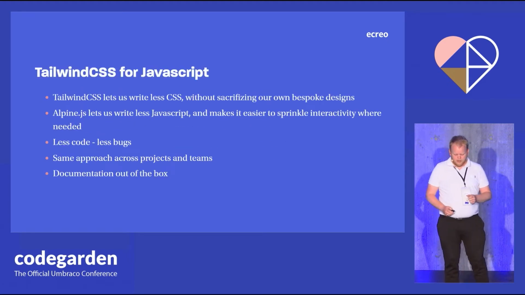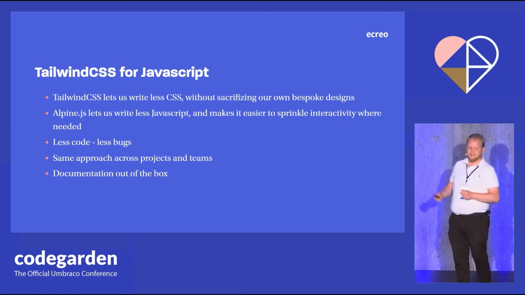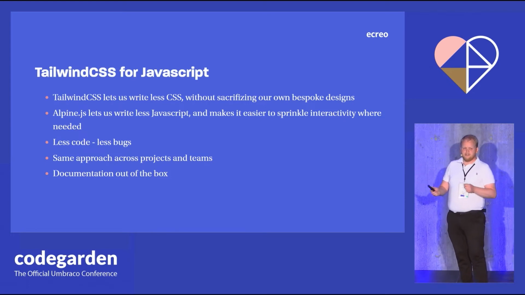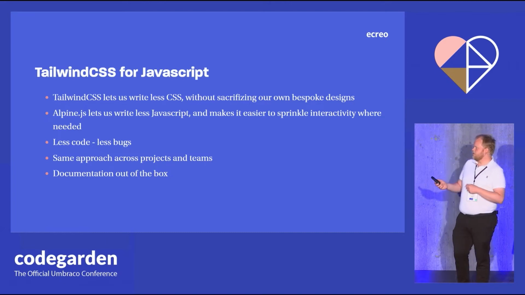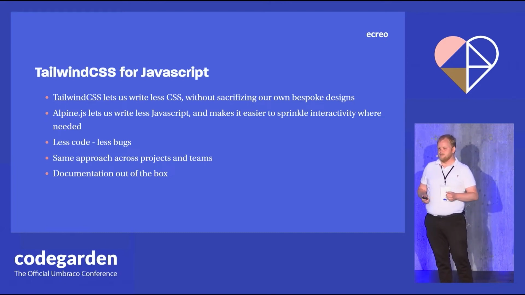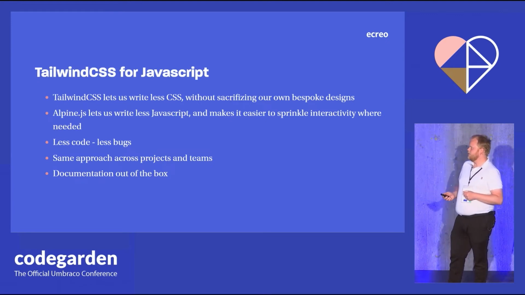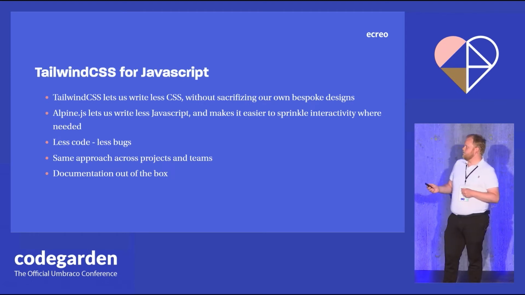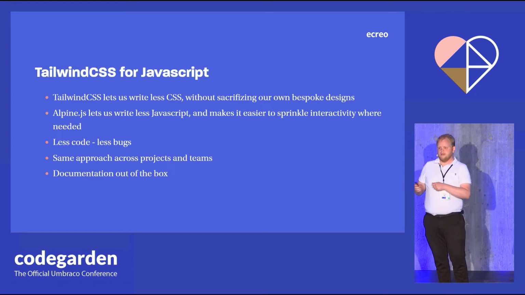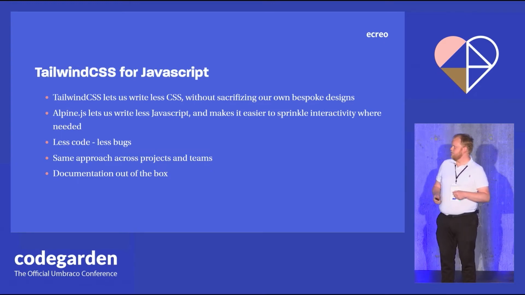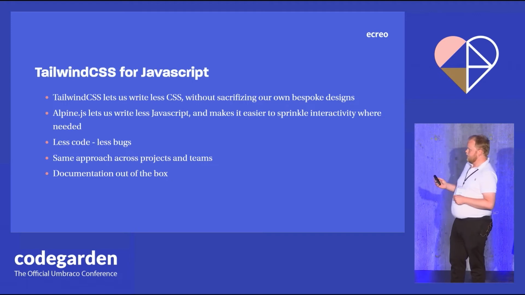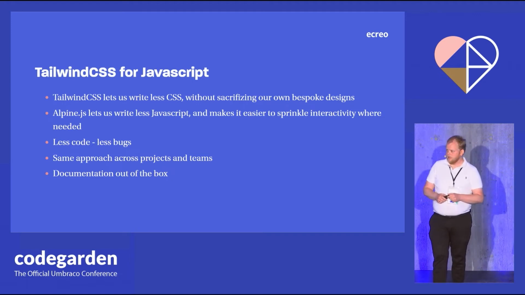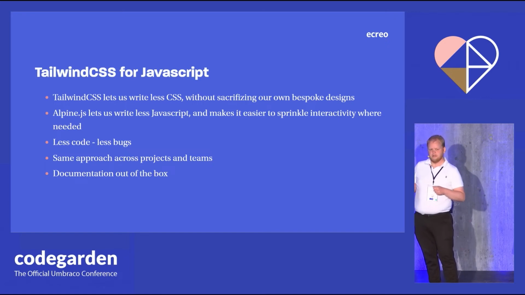So a lot of people compare Alpine JS to Tailwind CSS and call it the Tailwind CSS for JavaScript. And I can see why, because with Alpine JS we don't get any finished solutions for different problems. It's basically just a bunch of utilities that we can mix and match to our needs. And while Tailwind CSS lets us write less CSS, Alpine JS lets us write less JavaScript. And as we all know, the less code we write, the fewer bugs we make. And the built-in benefit of this is that we get the same approach towards interactivity across projects and teams, and all projects are easy to get going with when you just get thrown in.